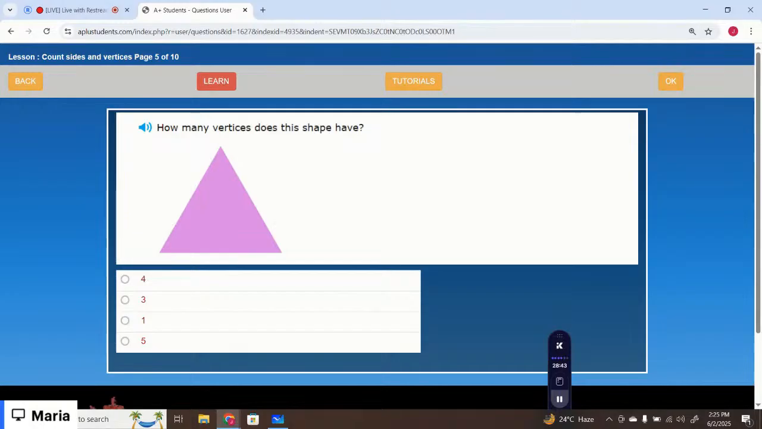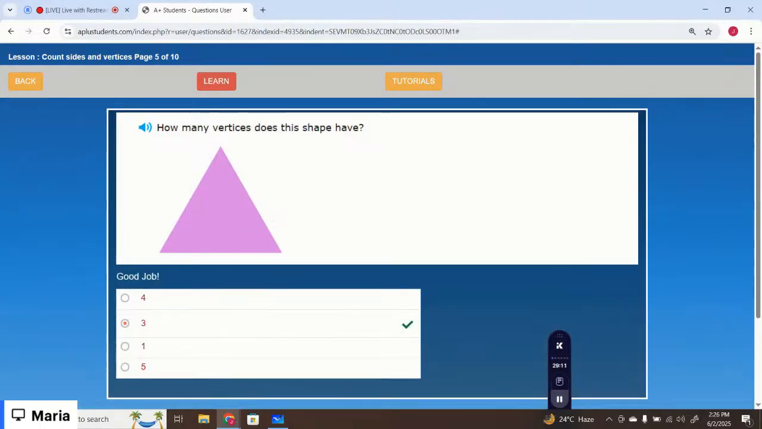How many vertices does this shape have? That is a three-sided shape, a triangle. Option number two is the correct option.